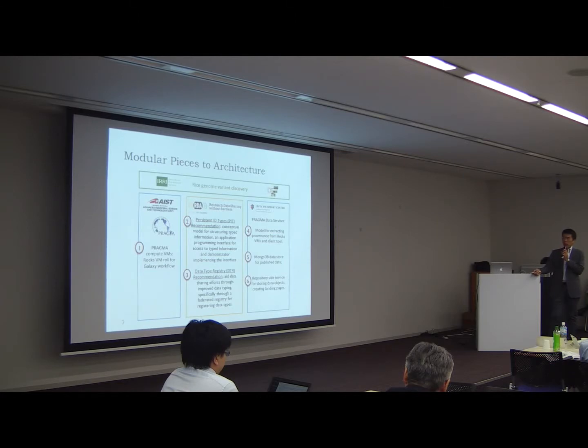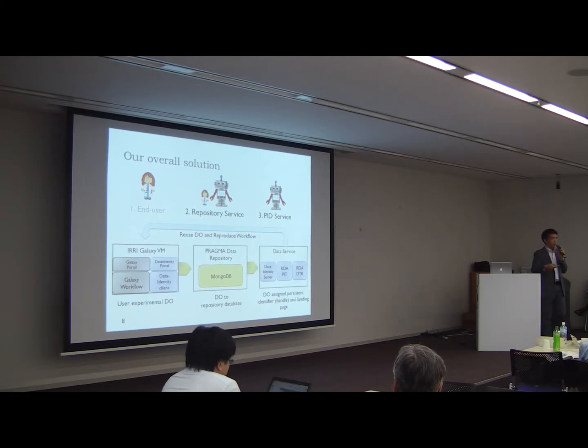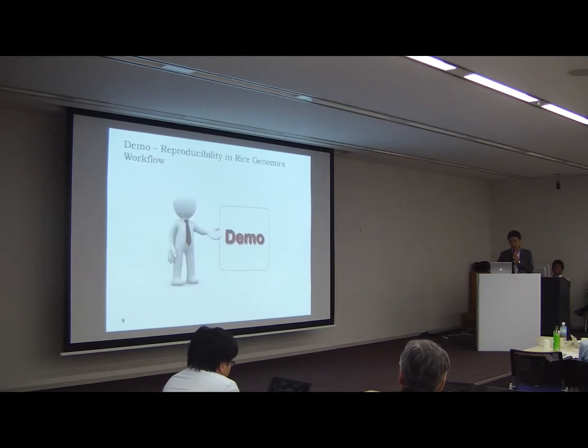And then we also created this data service, which is basically a database to store the data, to store the different objects, and actually extract workflow information from the system. So the system looks something like this. As I mentioned, the researcher is running their computational experiments in Galaxy. They create a digital object. It goes to the repository and gets stored there. And then the data service assigns a persistent identifier, again a handle, and a landing page that the researchers can refer back to, and then you can reuse this digital object and reproduce the workflow.